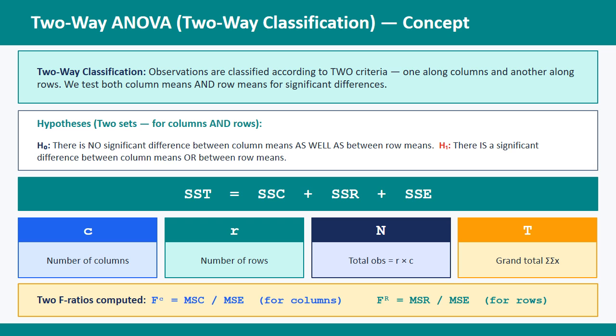Now let us move to two-way ANOVA. Here data is classified based on two factors: rows, for example some workers, and columns, for example some machines. So now we are analyzing two sources of variation. Firstly, we test the difference between column means, and then we test the difference between row means. So the equation becomes SST is equal to SSC plus SSR plus SSE. Here we are going to calculate two F values, one for columns and the other one for rows.